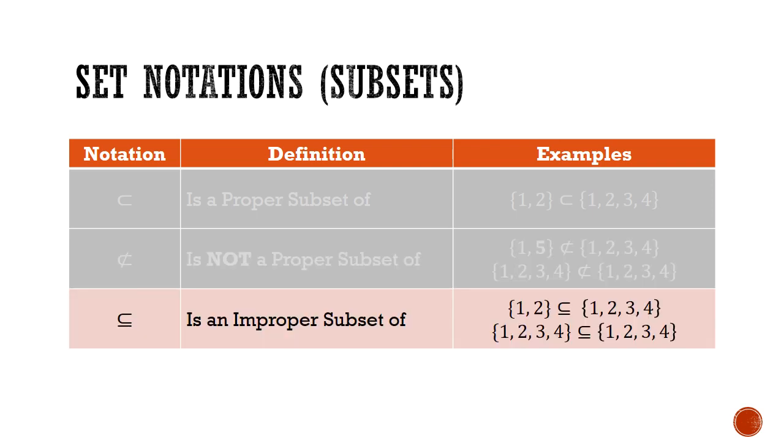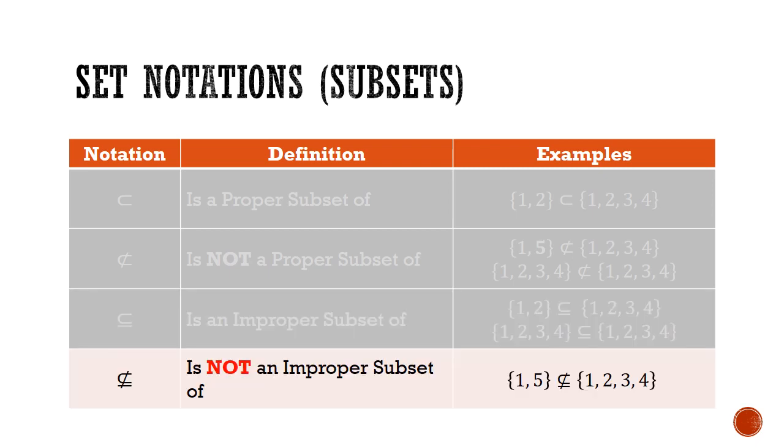If we underline the proper subset of symbol, now the new symbol represents is an improper subset of. For the improper subsets, any set can be an improper subset of itself, like the set containing 1, 2, 3, and 4 is an improper subset of the set containing 1, 2, 3, and 4. This last symbol for subsets represents not an improper subset of. This is a less strict version of the previous not a proper subset of.